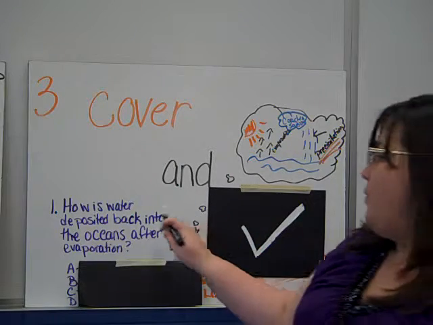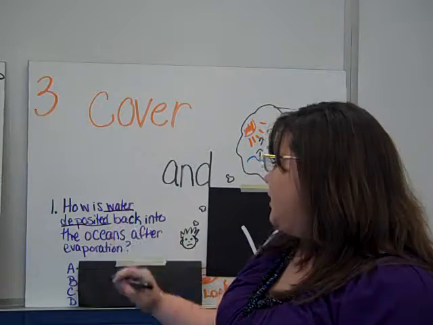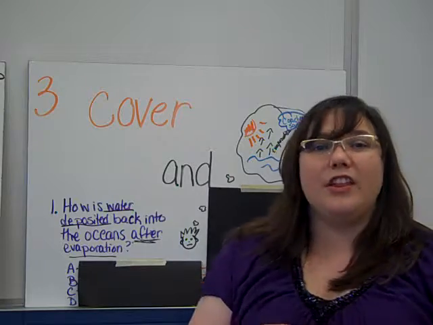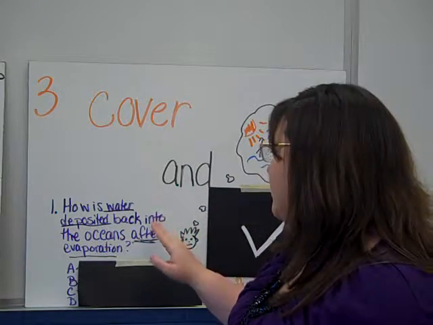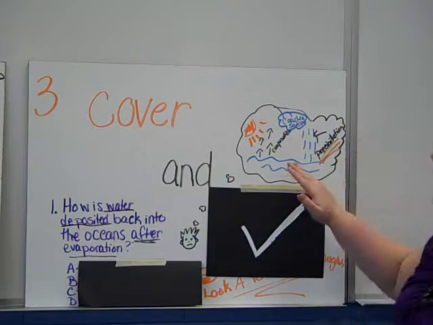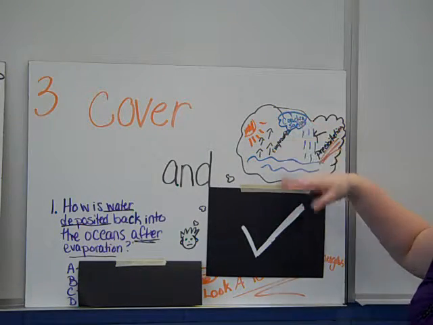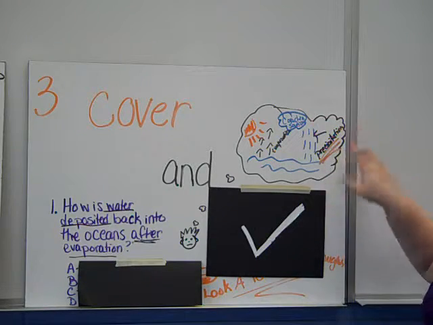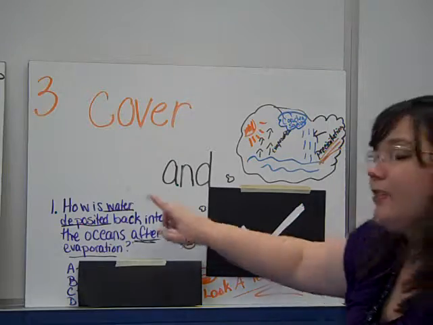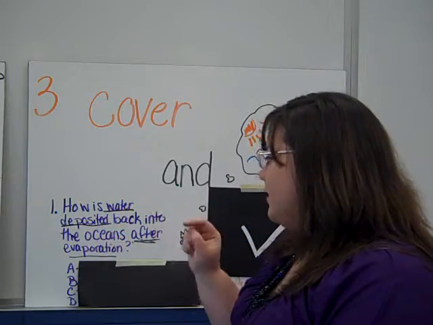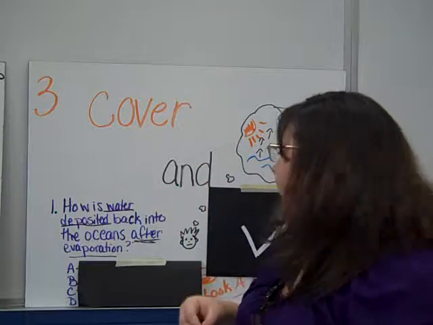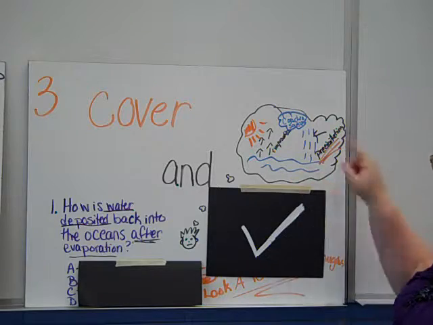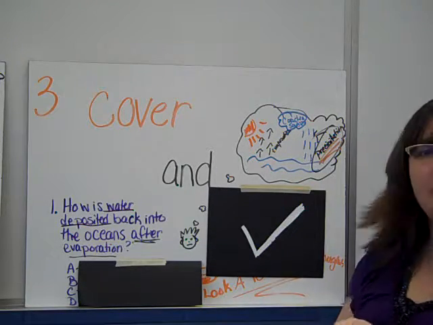So how is water deposited back into the oceans after evaporation? And then you're going to think about it like a scientist. Okay, water cycle. I know the water cycle. See, we have the sun causes evaporation, gets higher up in the clouds, gets colder, we get condensation, it makes clouds, then we have some rain, and that's precipitation. So let me look back at the question. How is water deposited? Deposited means put back in or added, back into the oceans after evaporation. So how does it go back into the oceans? Oh, that's easy. That's precipitation.